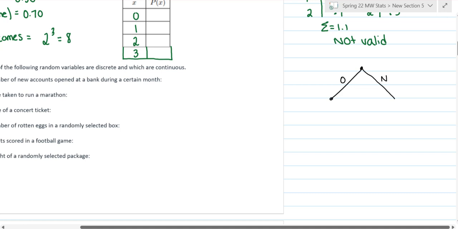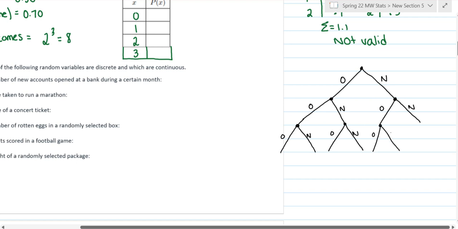Okay, then your second person, same thing. Online, not online, online, not online. Okay, then your third person, same thing. Online, not online, online, not online, online, not online. But that's it, we're just doing 3. Online, not online. So you have your possibilities.